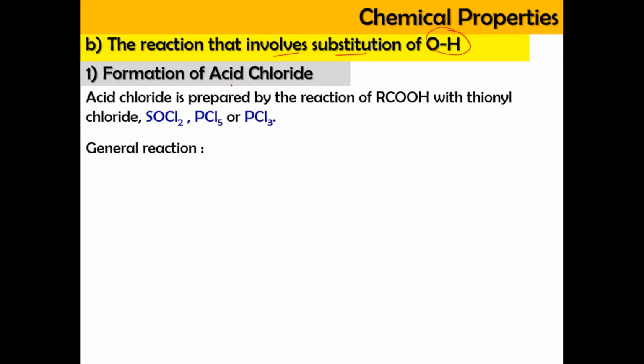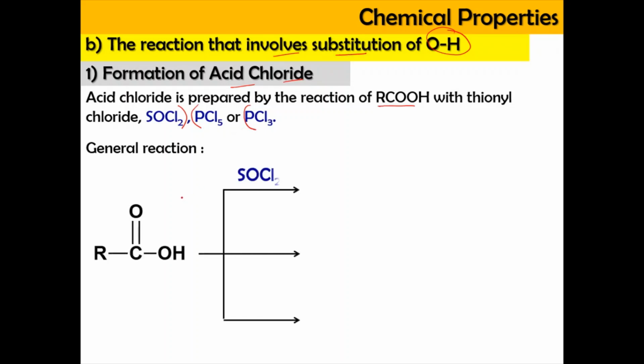So first is the formation of the acid chloride. Acid chloride is prepared by the reaction of the carboxylic acid with thionyl chloride, which is SOCl2, or using PCl5, or using PCl3. So here is the reaction scheme.